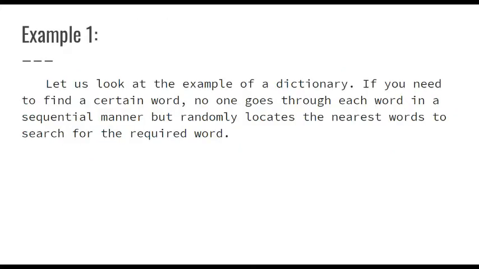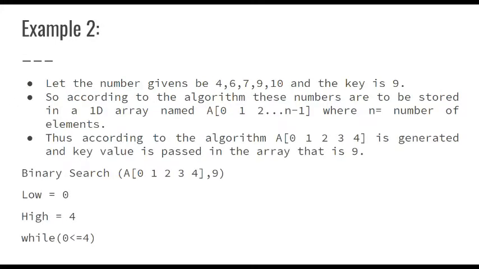Next, we see an example regarding binary search. Let us look at the example of a dictionary. If you need to find a certain word in a dictionary, no one goes through each word in a sequential manner, but randomly locates the nearest word to search for the required word. Here we take another example regarding binary search. Let the numbers given be 4, 7, 9, and the key value is 9.